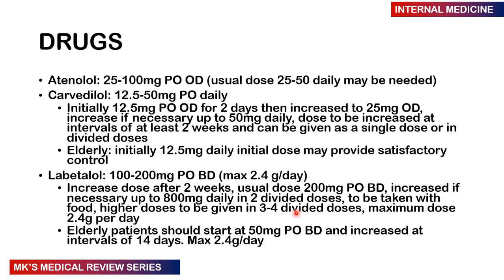For example, if you're supposed to get 800 milligrams, you can divide it into 4 doses, where someone will be receiving 200 milligrams at specific intervals 4 times in a day. Then the maximum dose is 2,400 milligrams per day. Don't exceed that level. In the elderly, we usually start at a much lower dose, 50 milligrams orally twice a day, and we can increase it at intervals of 2 weeks. Also, the maximum shouldn't exceed 2.4 grams in a day.